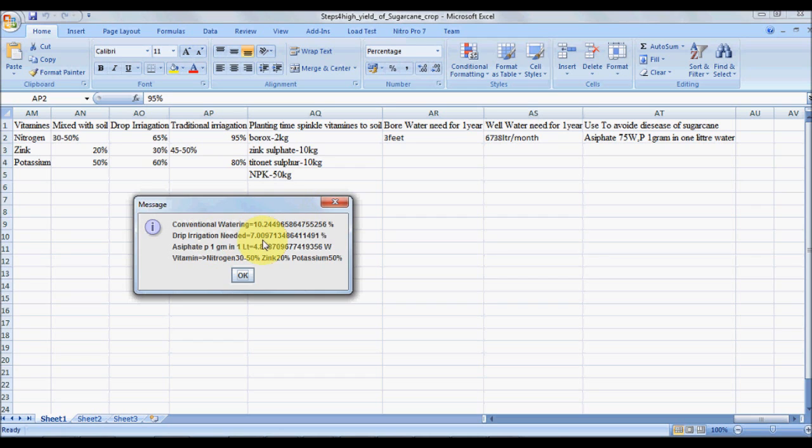And the Asiphate, which a farmer would have used at 75 ppm per 1 gram of water, would now be reduced to only about 5%. So that gives you an optimized requirement. If you follow that, you could enhance your productivity to a great level.